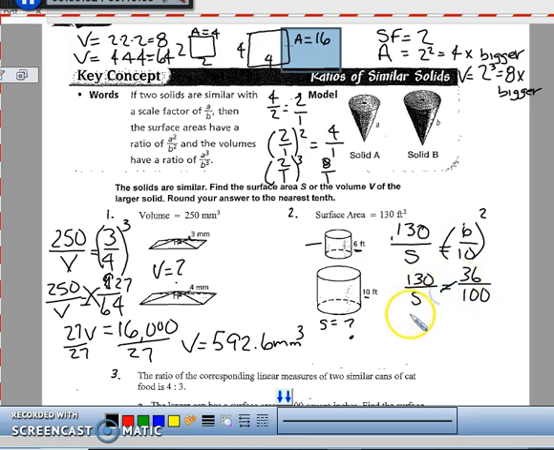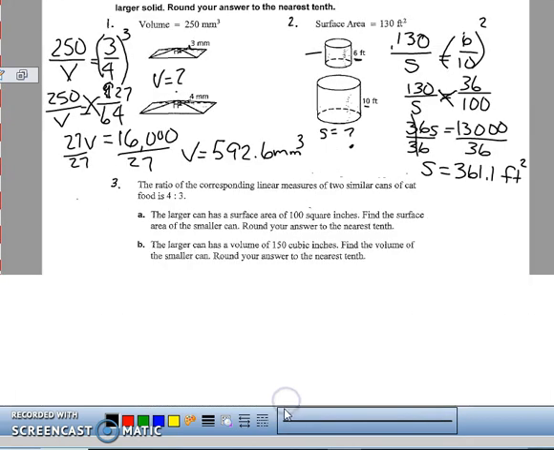When I cross multiply, I have 36s. And when I cross multiply, take 130 and add 2 zeros. What I don't want you to do is give up and say you tried with a blank paper. Okay? No harm in trying. You might do it wrong, but we'll fix it. I will divide here, and I will get 361.1 feet. And because this is surface area, it is squared. Okay? I'm going to move this up.